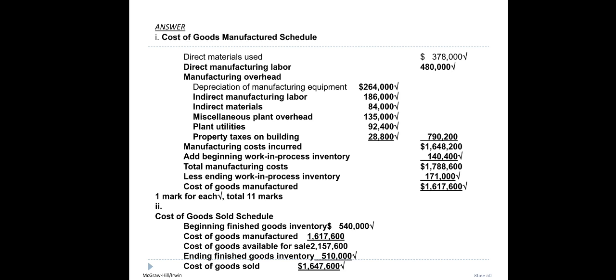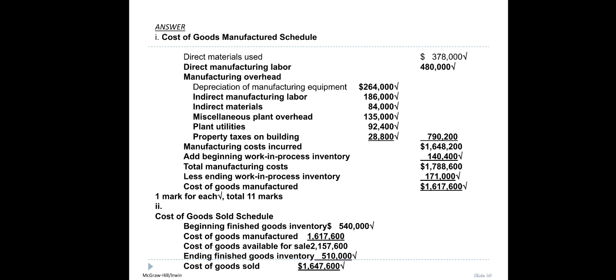First, you see the first item in the top half of this slide. The first item is you have to show the direct material use. In this example, the direct material use is 378,000. And then the second item, you have to show the direct manufacturing labor cost. In this example, it is 480,000.